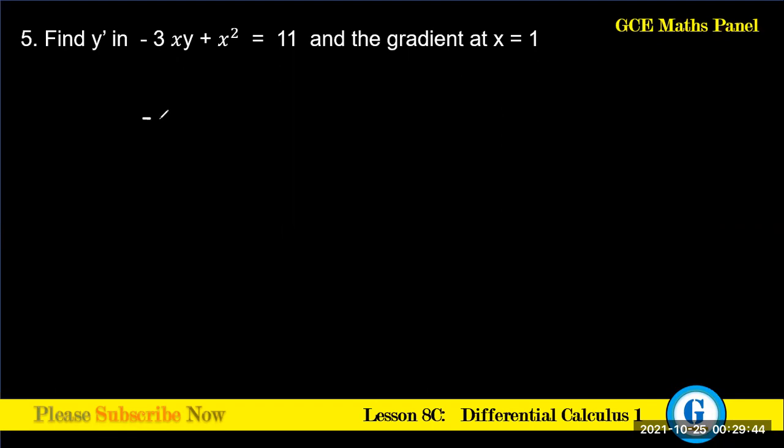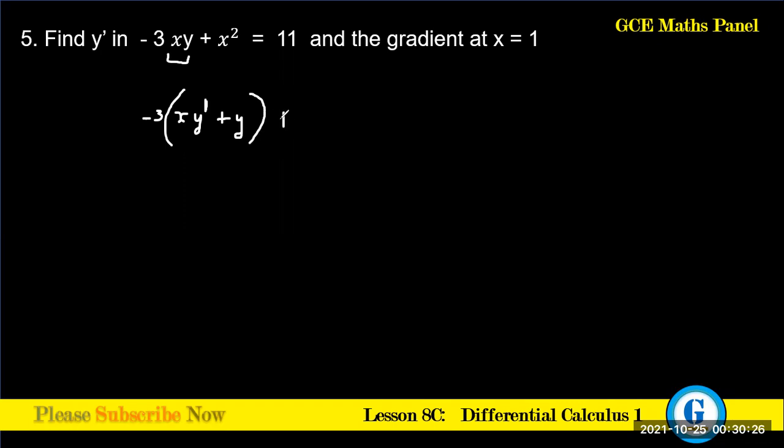So to differentiate this, we'll have minus 3. Let us put this one in brackets now. So minus 3, we have this function xy. Let us differentiate. We'll keep the first function constant, x. We differentiate y, we have y prime. Plus, we now keep y constant and differentiate x. We'll have 1.